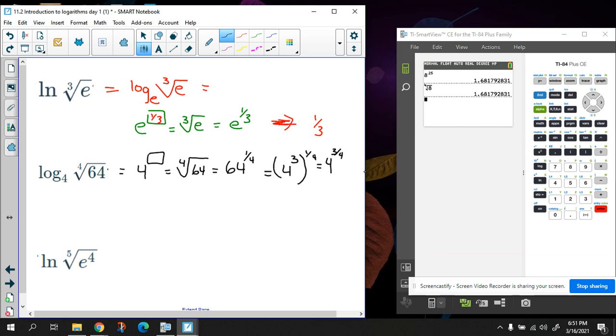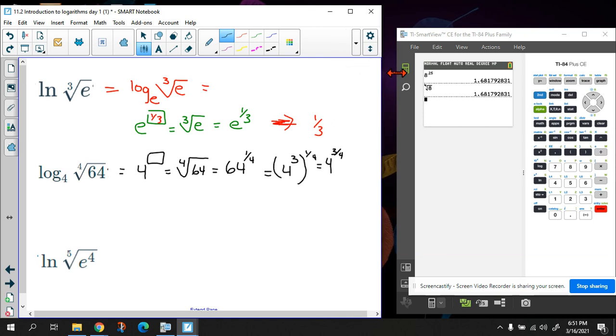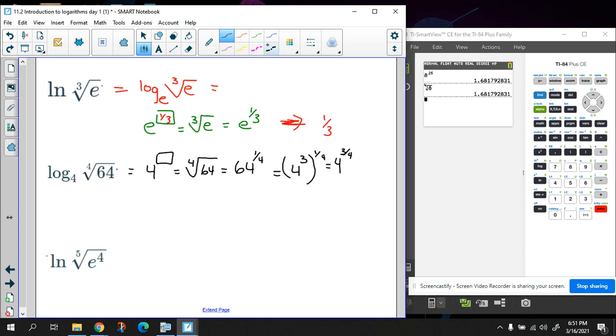Now we can say that they have the same base, so the power must be the same. In other words, 4 to the 3/4 power makes this, and our answer, be careful not to write 4 to the 3/4. The answer is 3/4.